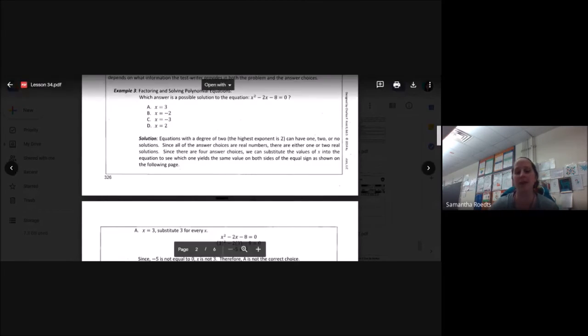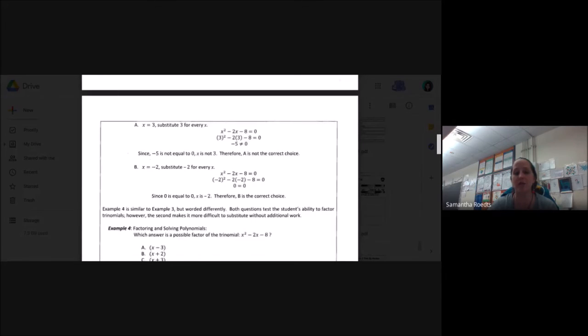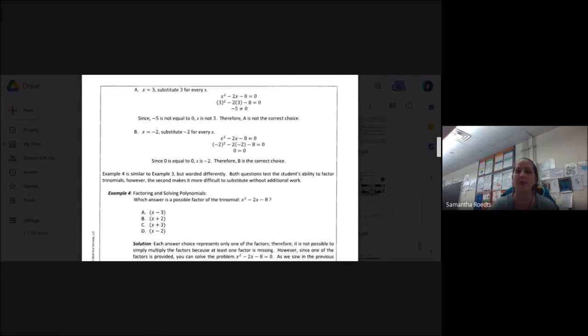So I substituted x equals 3. That does not work since negative 5 is not equal to 0. So therefore A is not the correct choice. X equals negative 2, 0, 0. Since 0 is equal to 0, x is negative 2. Therefore, B is the correct choice.